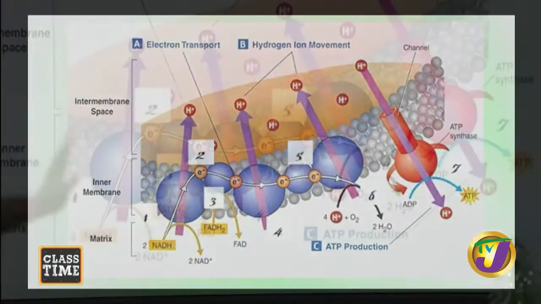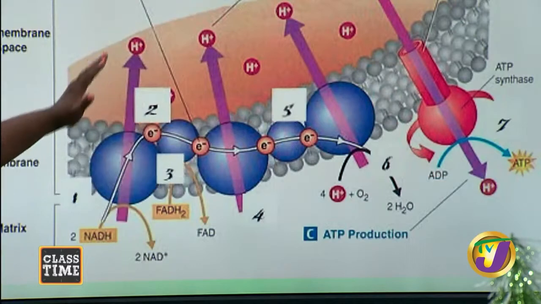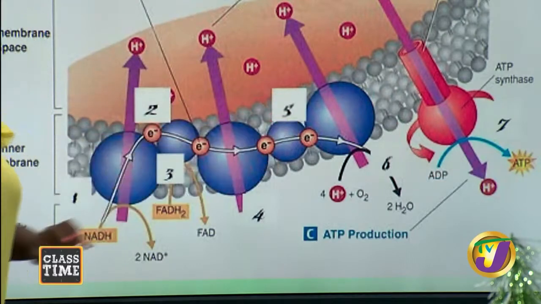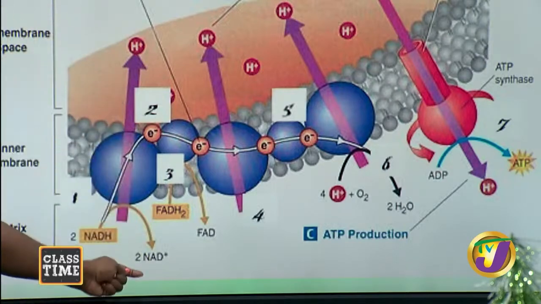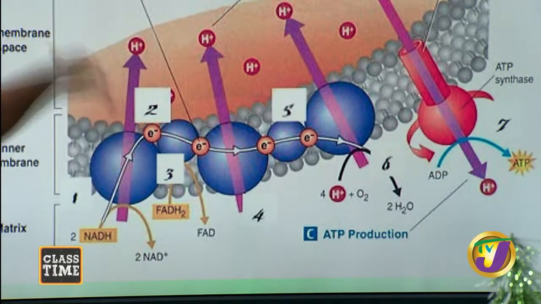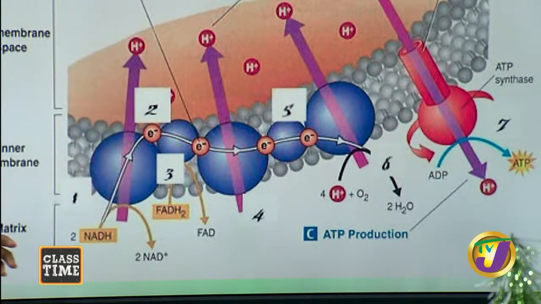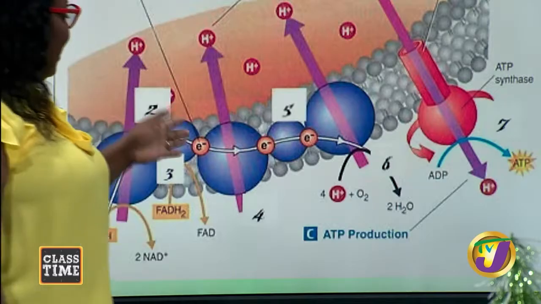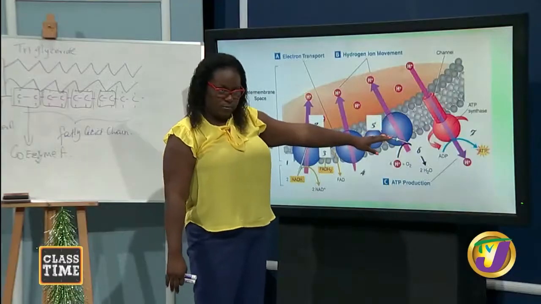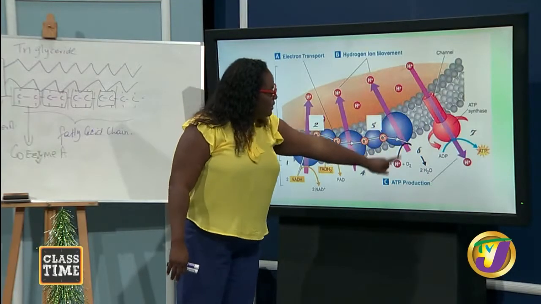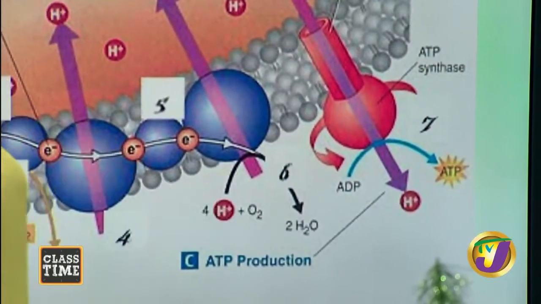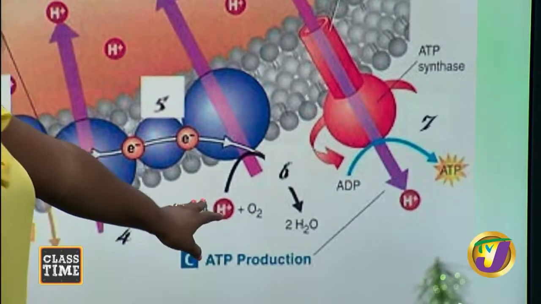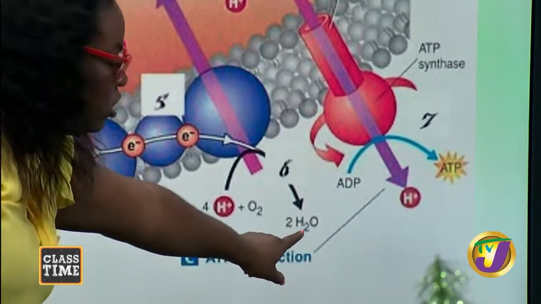What is happening is that as the electrons are transferred from complex to complex to complex along the chain, there is enough energy given off during that transfer to allow for the movement of the hydrogen ions through the membrane to the other side. Okay, it's very important. Now, at the end of the chain, the final acceptor of the electron is going to be oxygen. And also, the hydrogen ions will come into play, and water will be made.